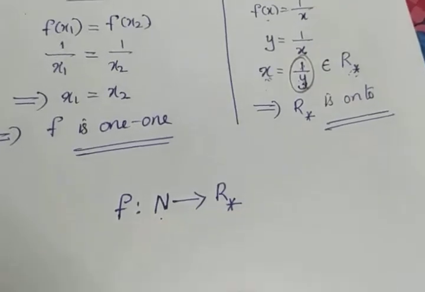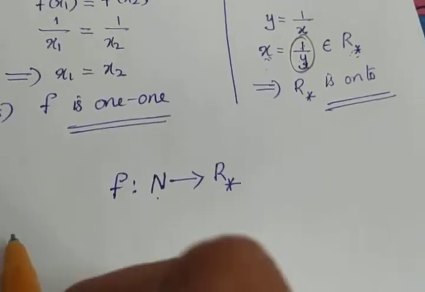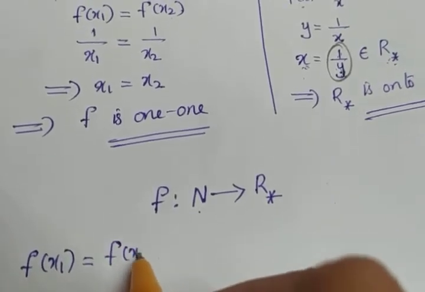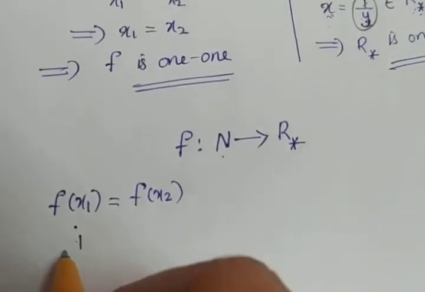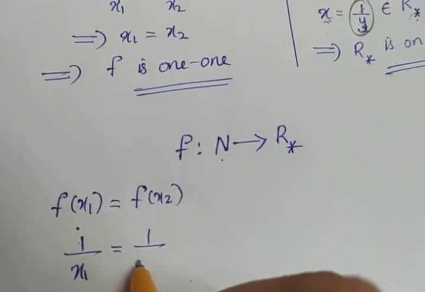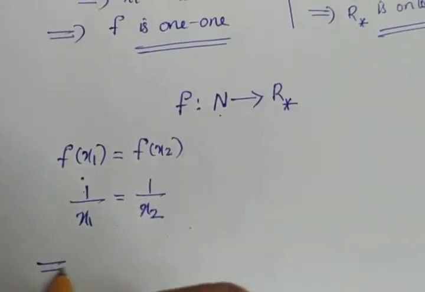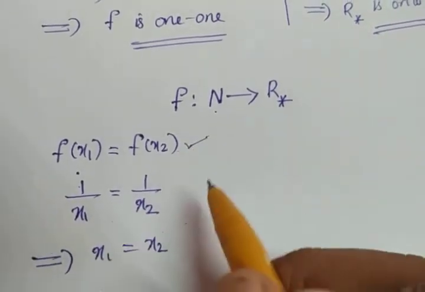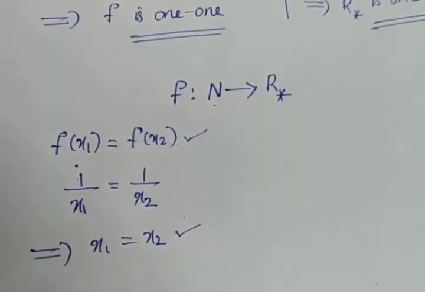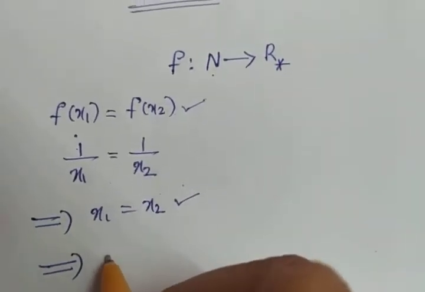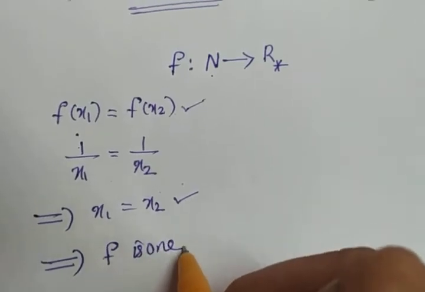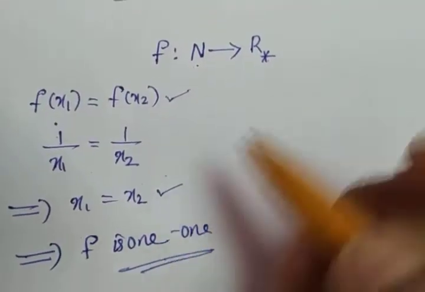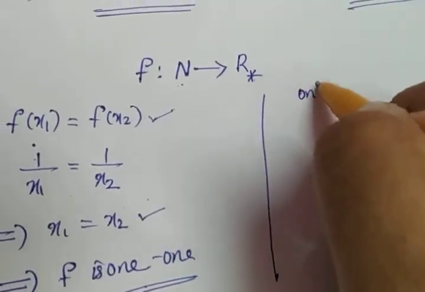So what we will do again, here we will check whether it is 1-1 and onto. Same procedure. Take f of x1 equal to f of x2. Then what we get is 1 by x1. The definition remains the same. So 1 by x1 equal to 1 by x2, which implies x1 is equal to x2. So when we took f of x1 equal to f of x2, we got x1 equal to x2, which implies f is 1-1. In the second case, when the function is defined from N to R star also, f is 1-1.